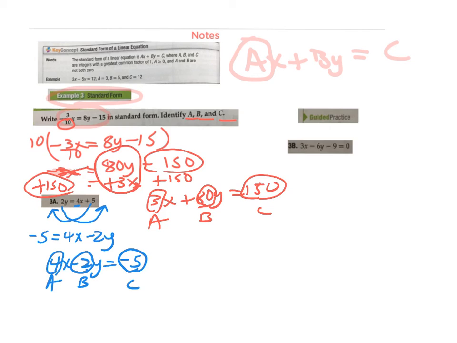Last problem we want to look at. We have the letters all on one side, numbers all on one side. So I need to get rid of the constant. And so I'm going to add 9 to both sides, or move it over. So I have 3x minus 6y equals a positive 9. So my A is the 3. The negative 6 is the B, and 9 is the C.